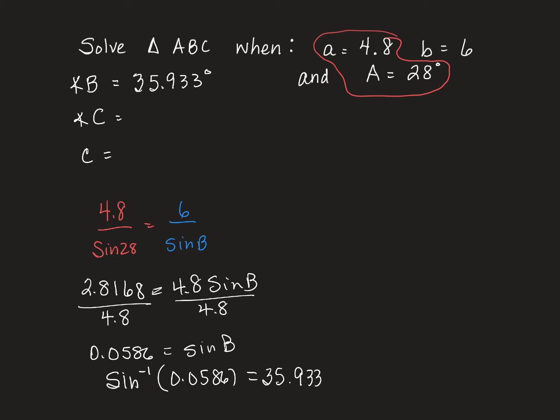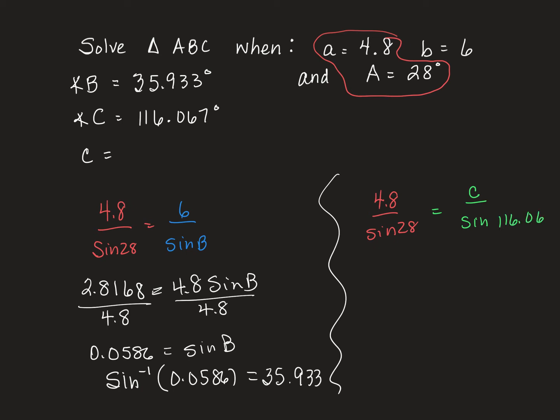From there, I can find C, because again, I have two of the three angles. We're going to subtract. So angle C, I just have to do 180 minus 28 minus 35.933. You're going to tell me angle C is 116.067 degrees. And then we're going to solve for side C. Again, take the full fraction, 4.8 over sine of 28. I always go back to my original. This is going to equal C over sine of 116.067 degrees. And cross multiply and divide.